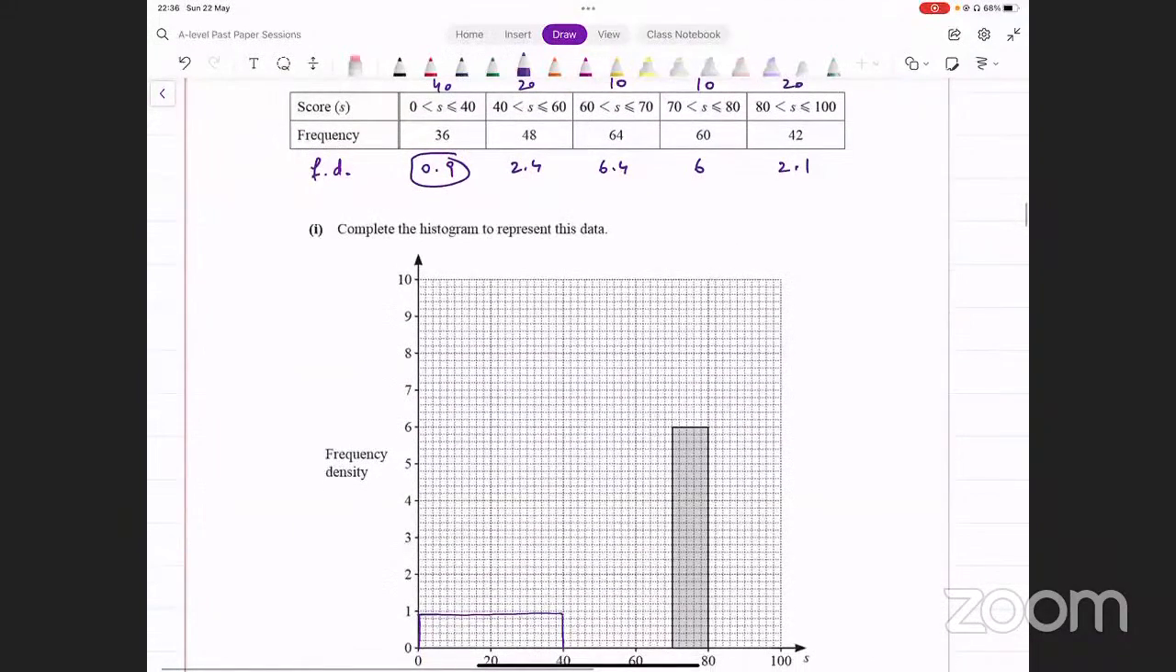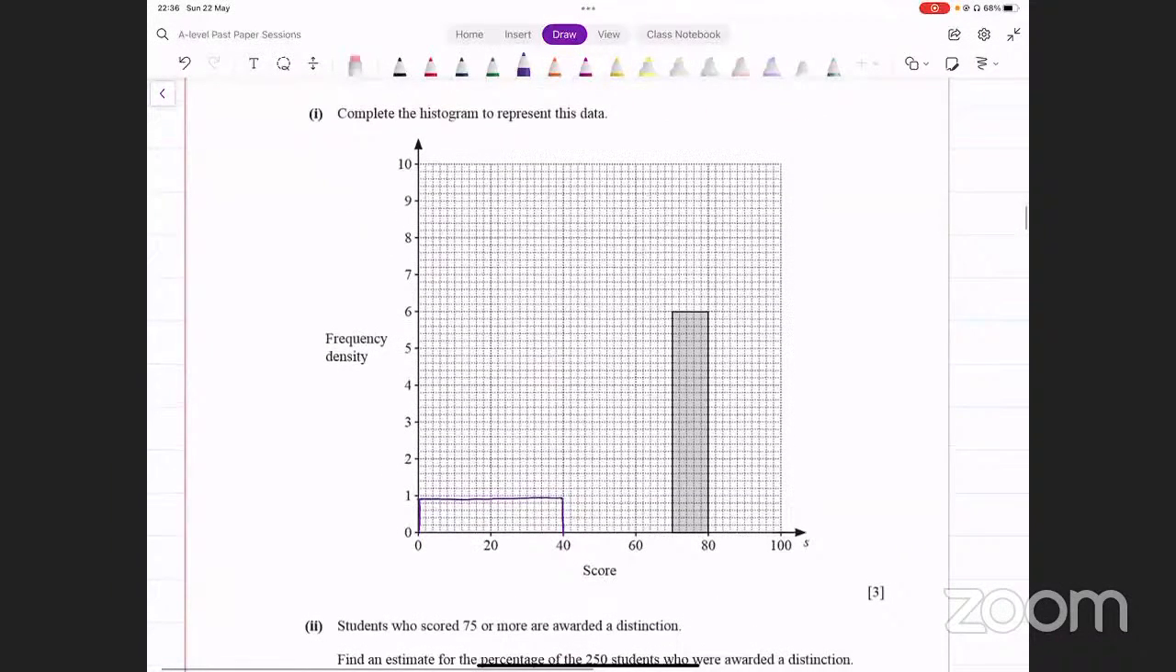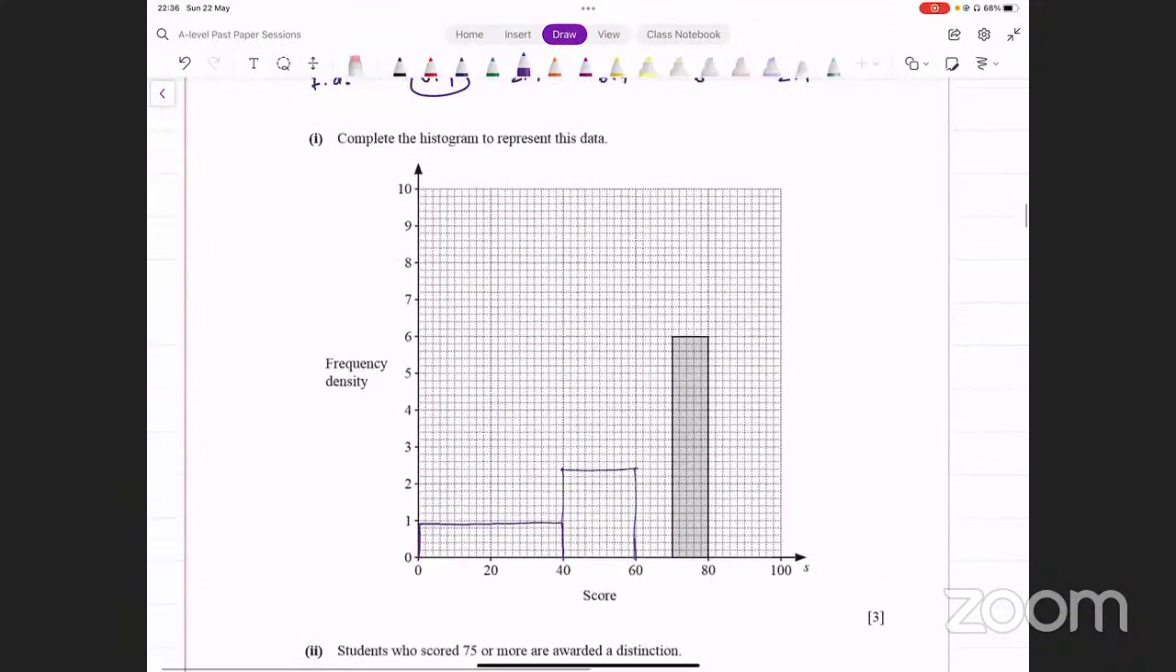So then from 40 to 60 we've got 2.4. 2.4 from 40 to 60. This is the next class that we've got. Okay, then from 60 to 70 we've got 6.4. 6.4 should be here.